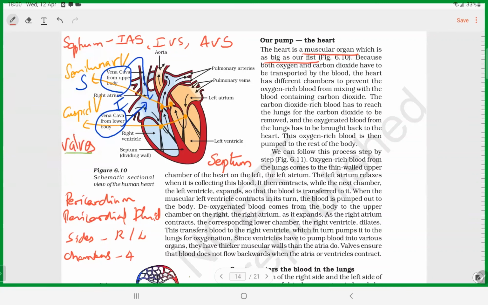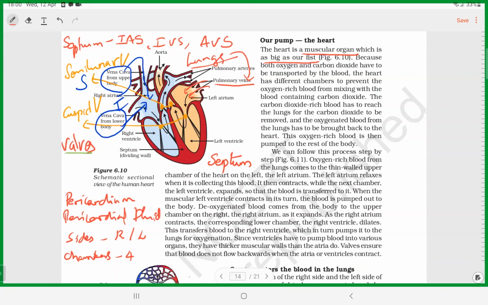Now, what is the entry of blood to the left side? Entry point of the blood. You can see pulmonary veins. Okay, pulmonary veins are the entry point. Blood enters the left atrium through the pulmonary vein. From where does the pulmonary vein come? Lungs. From lungs, pulmonary vein, and then to the left atrium. Can you understand?